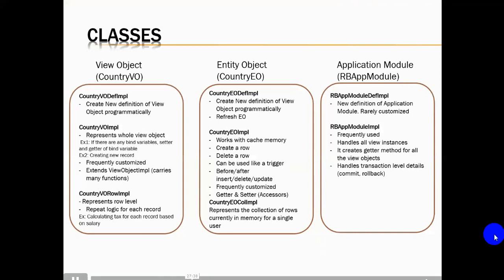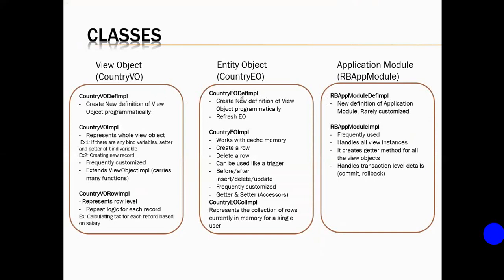If you want to create the view object dynamically in the middle of the program, you have to rely on the country view definition implementation. Same thing if you want to create the entity object at the beginning of the program, then you have to rely on the entity definition implementation. That is one thing. Similarly, we have one more for the application module definition implementation. All these three classes are useful to create the definitions of the objects at runtime.